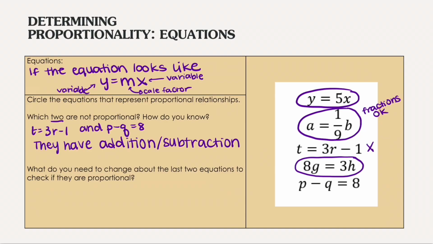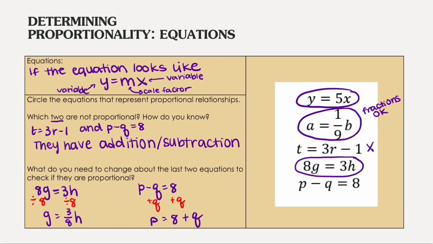For those last two, we had to change them a little bit because it's hard to tell if it's proportional just by looking at it, because they don't necessarily match the y equals mx format that I had earlier. So let's start with 8g equals 3h. If I divide both sides by 8, that gets rid of the 8 in front of the g, and I have g equals 3/8 h, because 3 divided by 8 is just 3/8. And for the other one, I can add q to both sides, and that'll move the q over, and so now I have p equals 8 plus q.